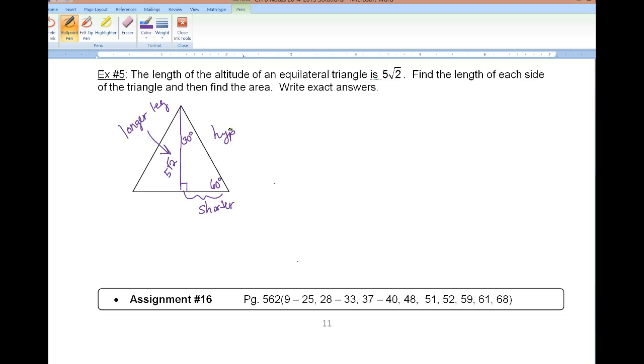What do we know about the longer leg? Okay, so if we divide by root 3, we'll get the shorter leg. Let's just call that x for right now. So 5 root 2 over root 3. If we multiply by root 3 over root 3, we get 5 root 6 over 3.